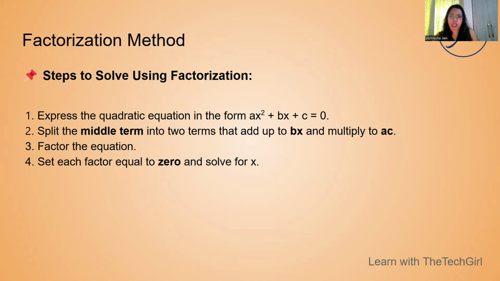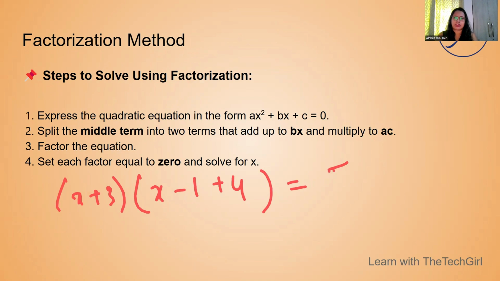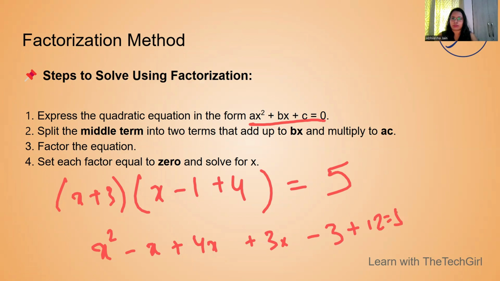Now, to solve by the factorization method, we first express the quadratic equation in the form ax squared plus bx plus c equal to 0. Any equation we might have, say x plus 3 times x minus 1 plus 4, something, something, equals 5. Let's just say we have this equation. Firstly we convert it into this form. This will become x squared minus x plus 4x plus 3x minus 3 plus 12 is equal to 5.